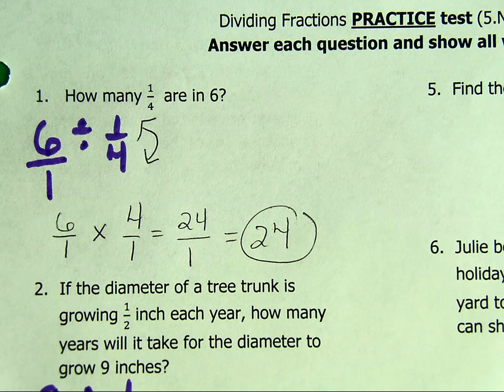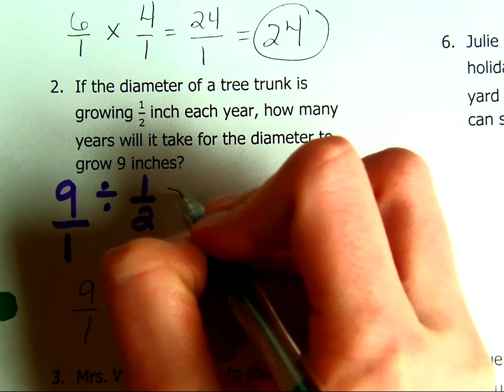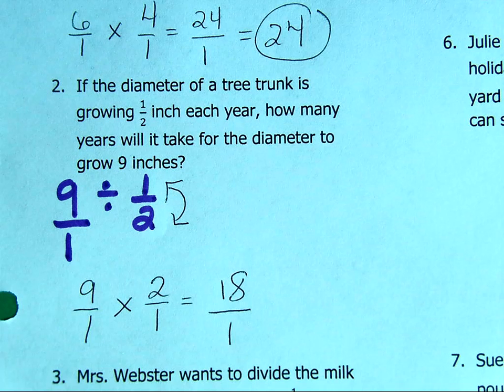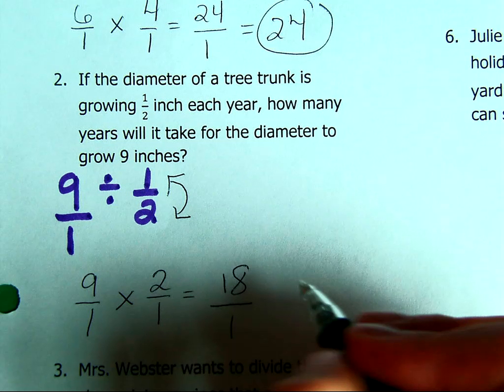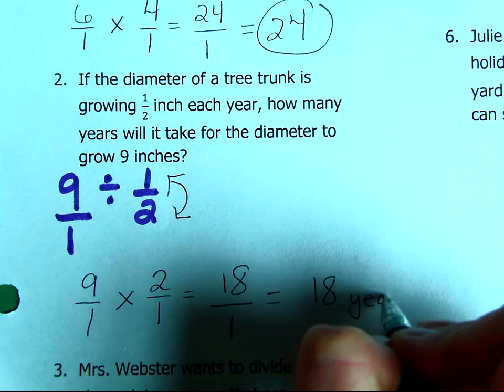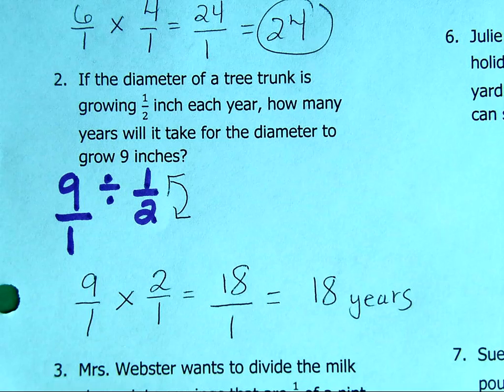9 over 1 multiplied by the reciprocal fraction of 1/2, which would be 2 over 1. 9 times 2 equals 18. 1 times 1 is 1. And I know that 18 divided by 1 is 18 whole. So it would take 18 years for the diameter of the tree to grow 9 inches.